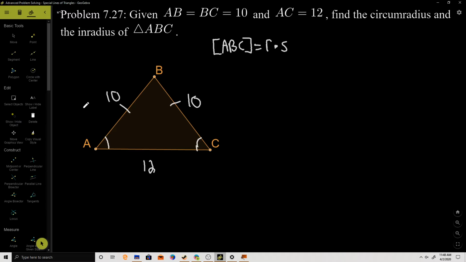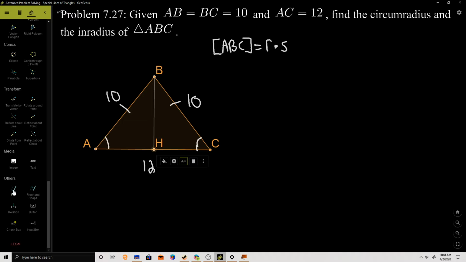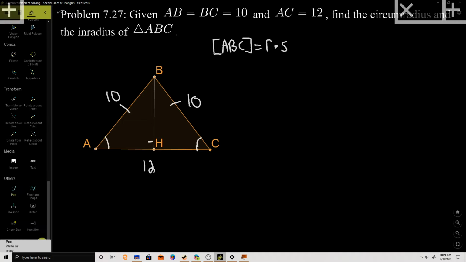So in order to do that, I'm going to draw the altitude from B to AC, and we can drag that down a little further like that. So we have that this is 90 degrees because it's the altitude, and since it's isosceles, it's going to cut AC in half, so we have 6 as AH and HC. Now to find BH, I can just use Pythagorean Theorem. I have 10 squared equals 6 squared plus BH squared.